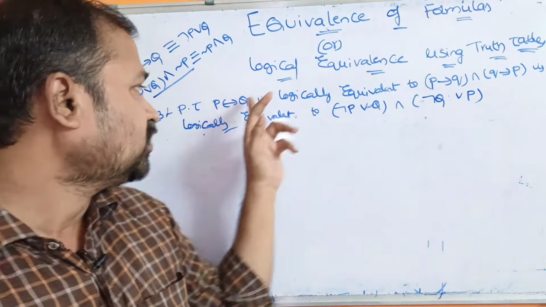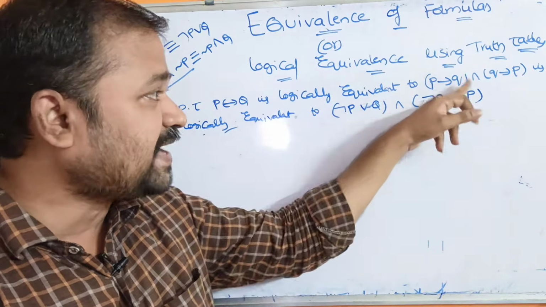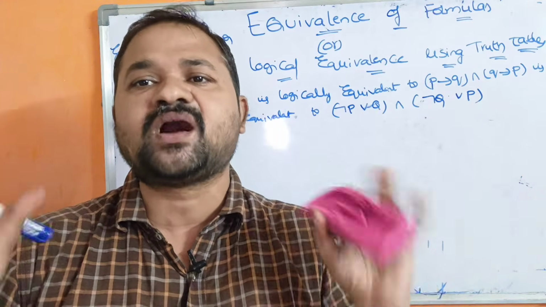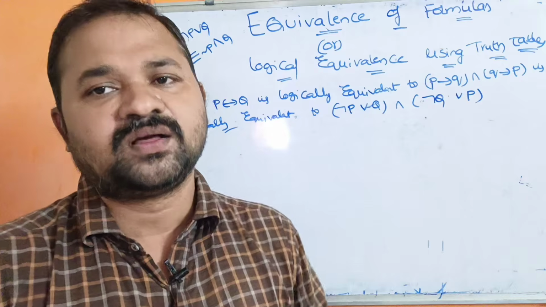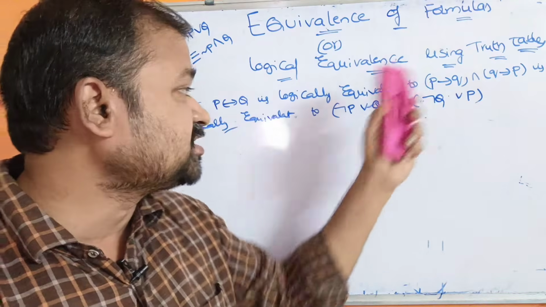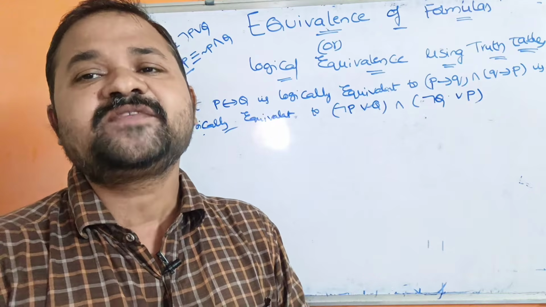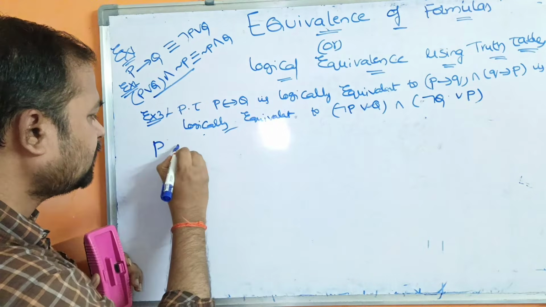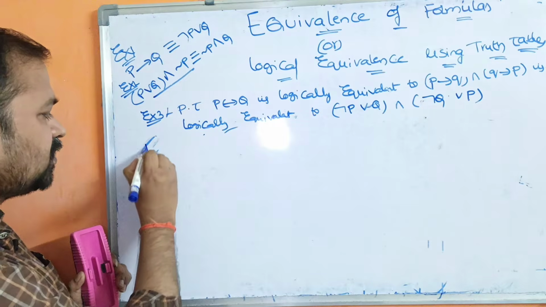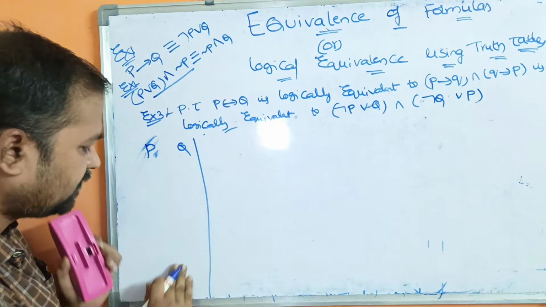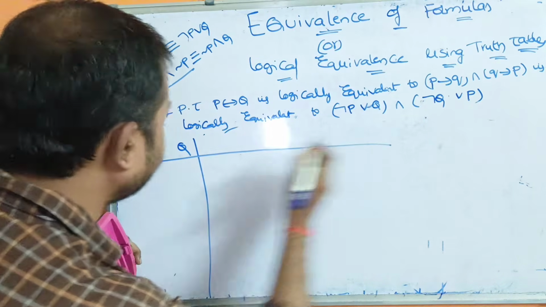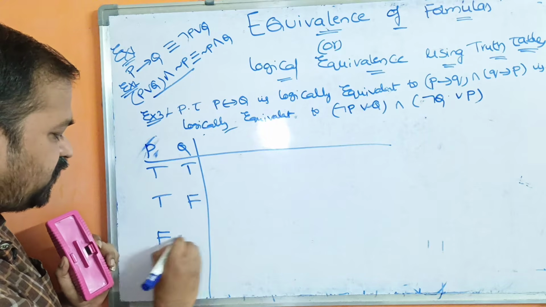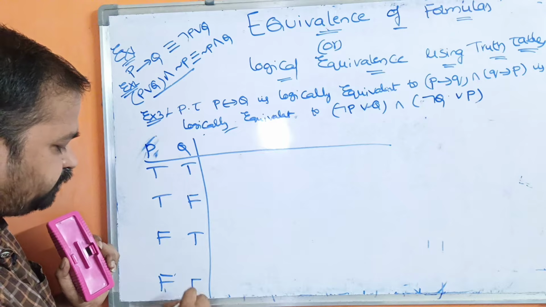Okay, so P biconditional Q, as well as this proposition and this proposition, need to produce all the values. If these propositions produce the same values, then we can say that they are logically equivalent. Here we have only two propositions, so the possible combinations are 2 power 2: true true, true false, false true, false false.